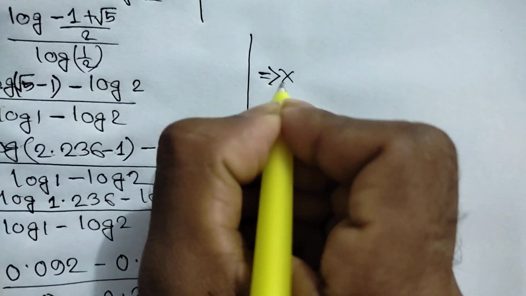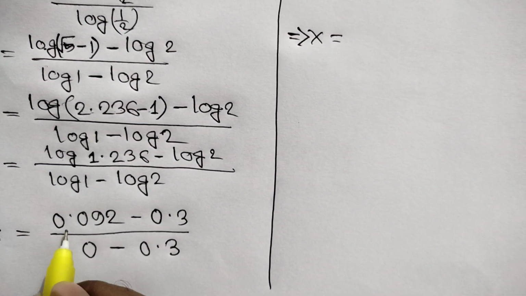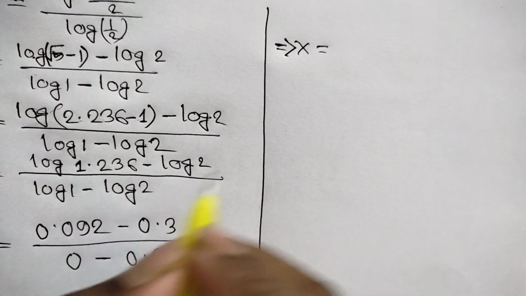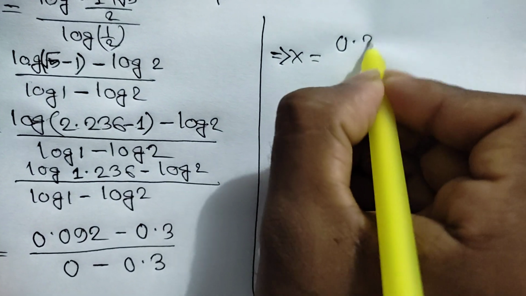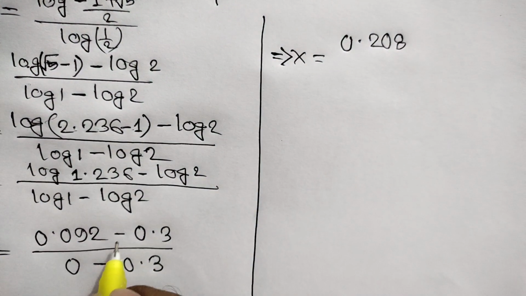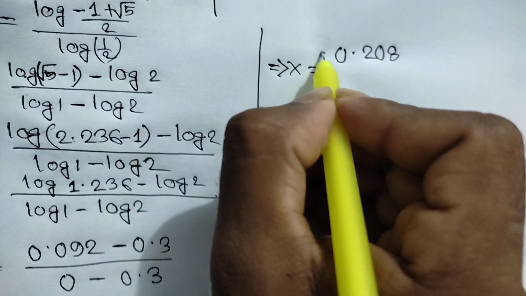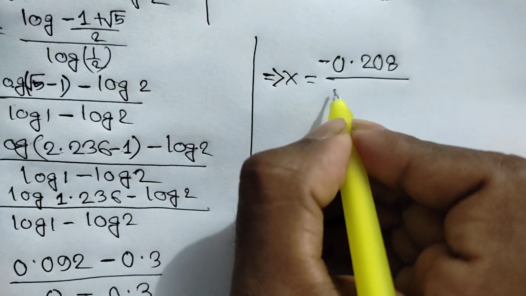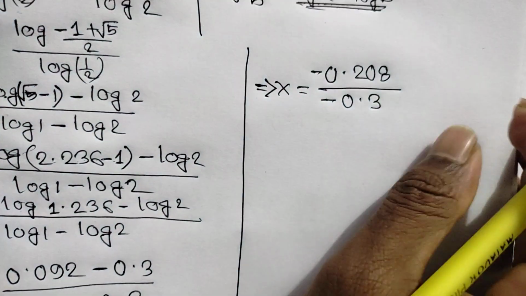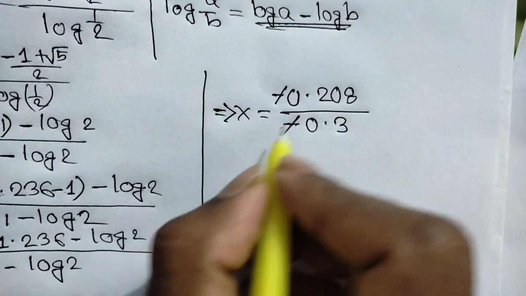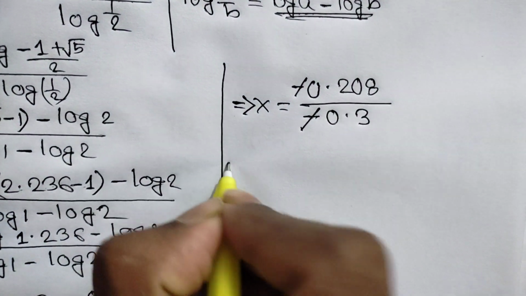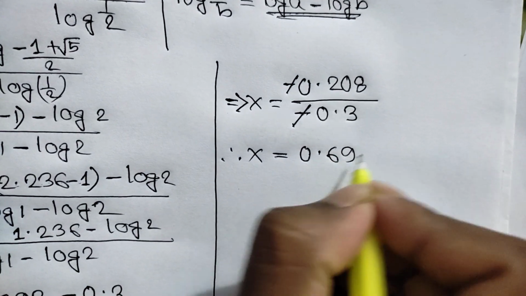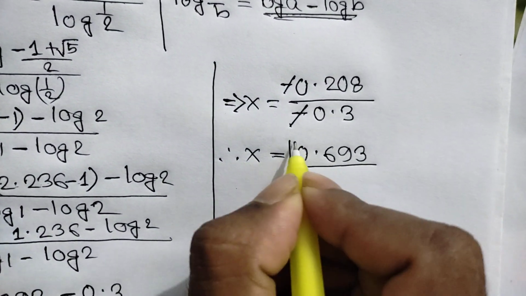Or x is equal to 0.092 minus 0.3, it will remain 0.208, but here negative, so it will be negative, over 0 minus 0.3, which means minus 0.3. This negative cancels out this negative, so it will be positive. So the value of x is 0.693. This is the approximate value of x.